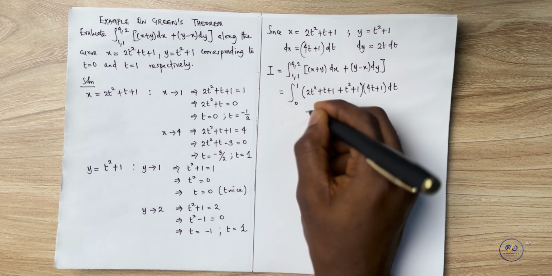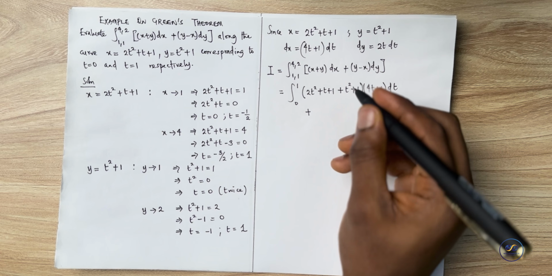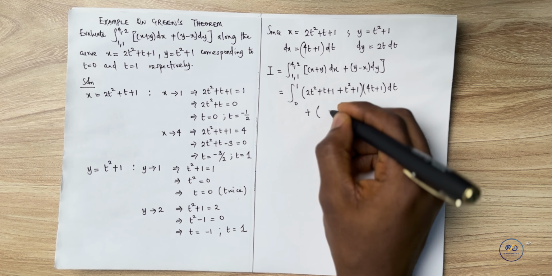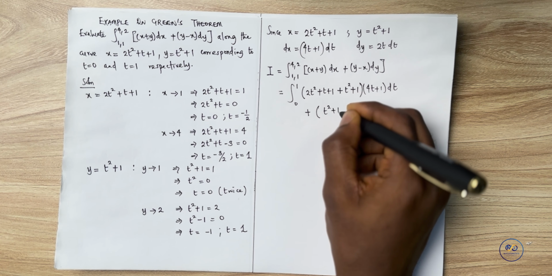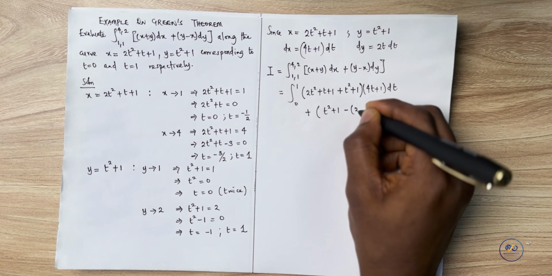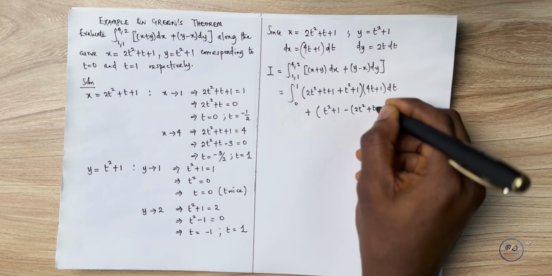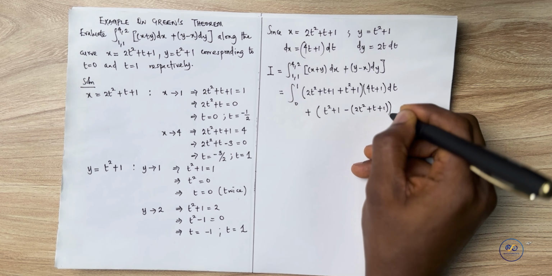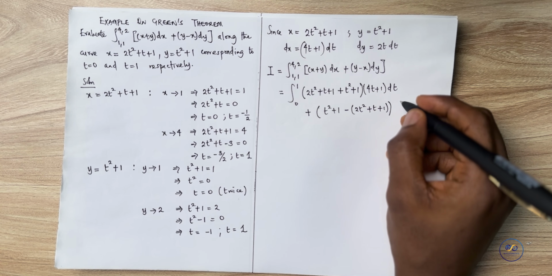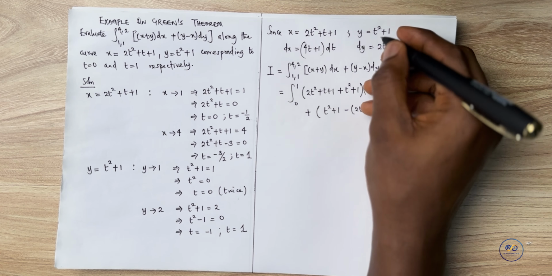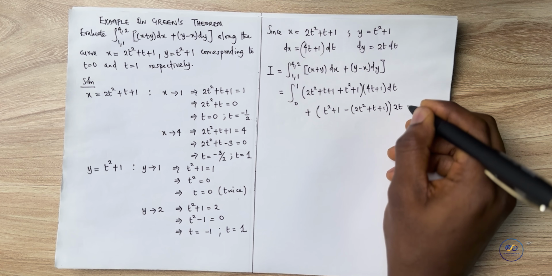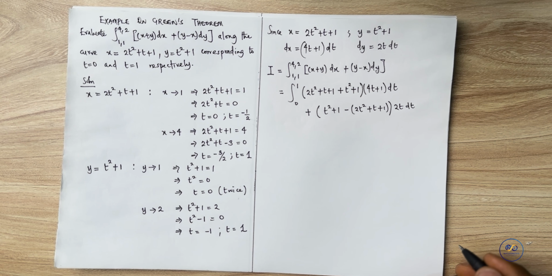And then on the other side, the same thing will happen. We're going to have y minus x, so that's t squared plus 1 minus (2t squared plus t plus 1), and then dt, where dy in this case would simply be 2t dt. This is what we're going to have.